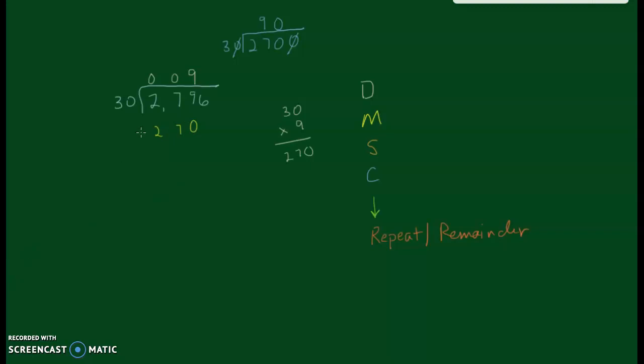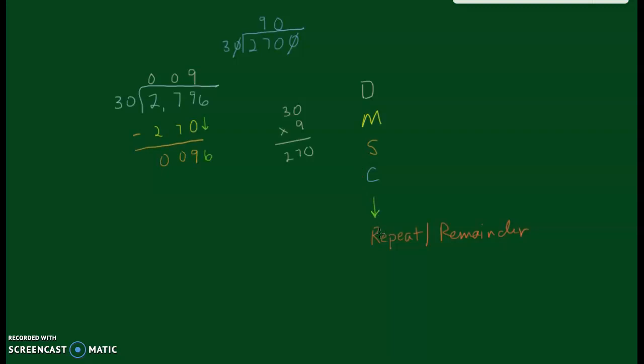Then my next step is to subtract. 9 subtract 0 is 9. 7 subtract 7 is 0. 2 subtract 2 is 0. Then I have to compare. And to compare, I'm just checking to make sure this is smaller than my divisor, because if it isn't, I divided wrong. That's correct. So after that, I bring down the 6.